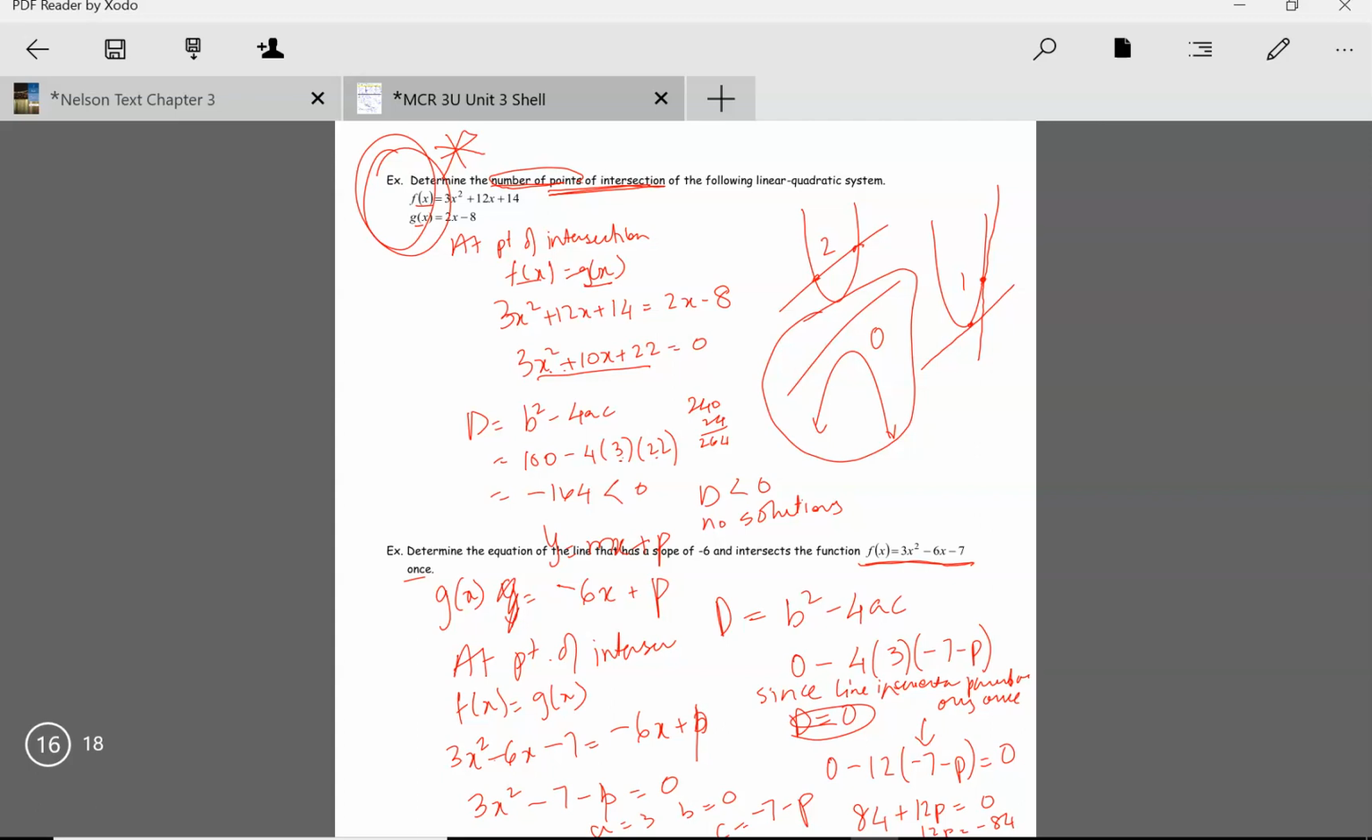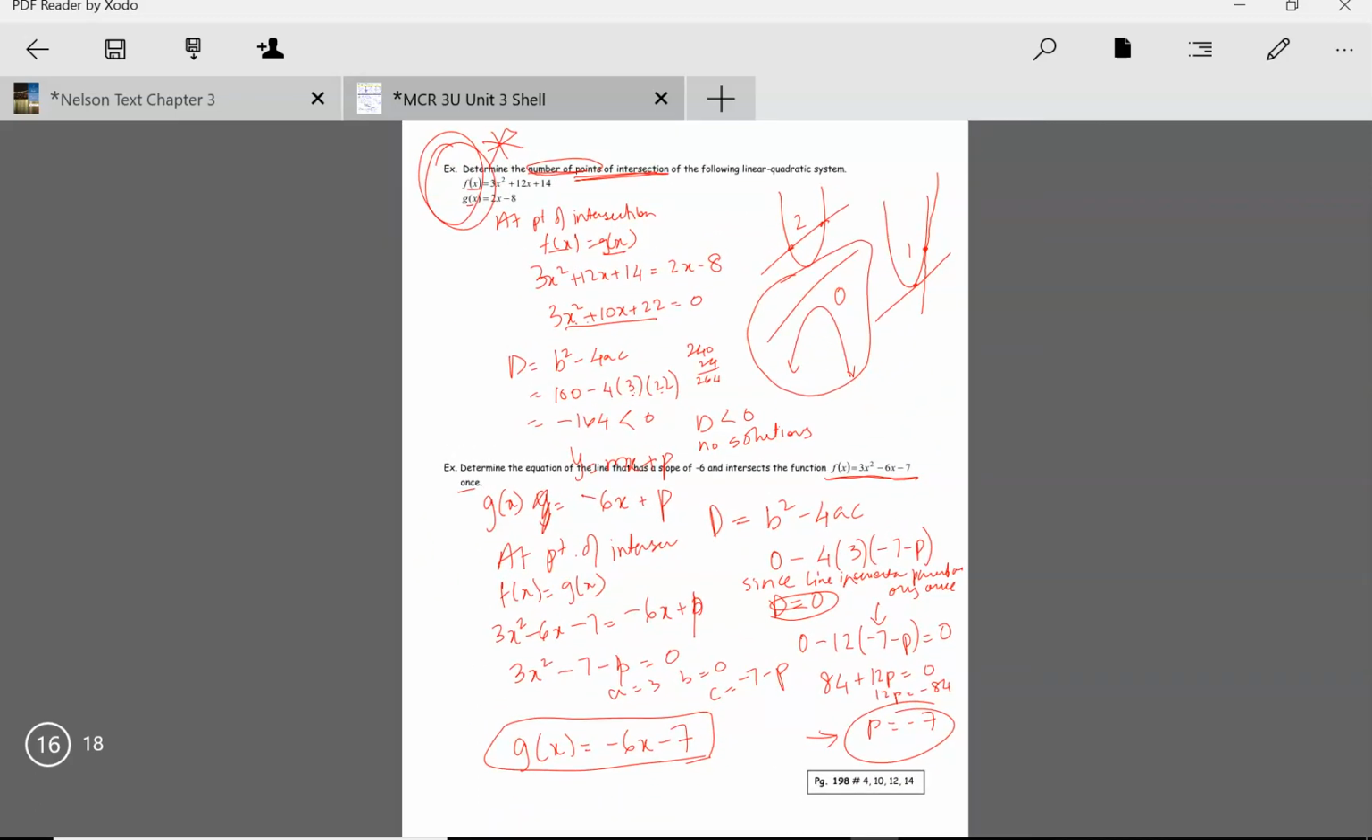If you're asked to find the number of points of intersection, it's a similar idea. You just set them equal to each other and find your number of x values, using your discriminant. And that's that. Hopefully we understood what was going on there.